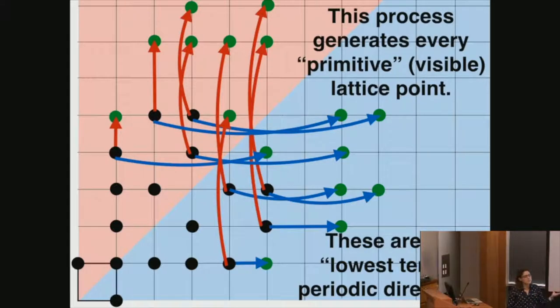So if you have a slope, you hit your ball in that direction and you want to know what the period is going to be, it better be in lowest terms, P over Q. If you don't put it in lowest terms, it's not going to work. So these are lowest terms periodic directions. There's no 4, 2. Okay, that's the game.